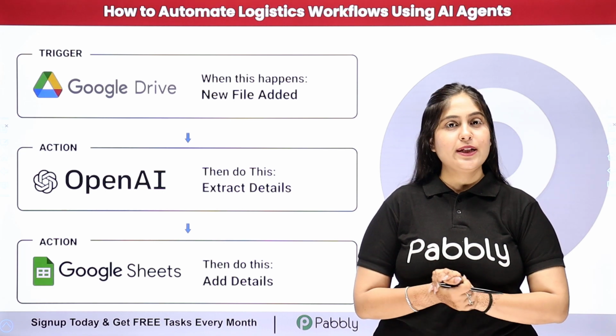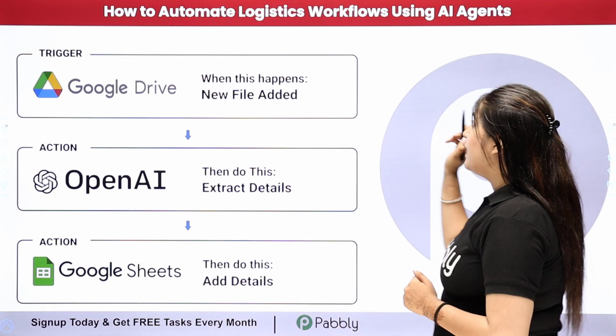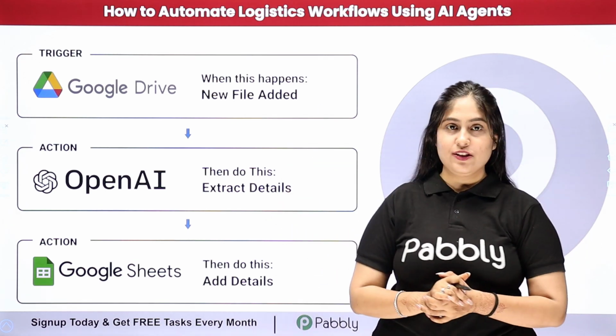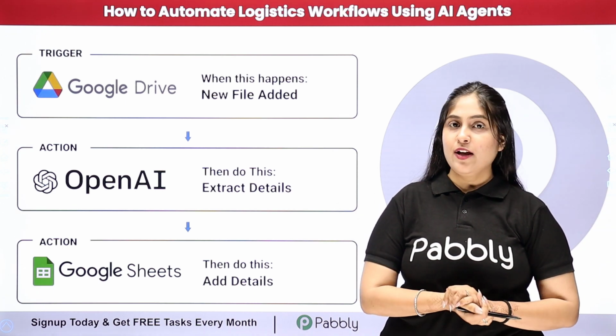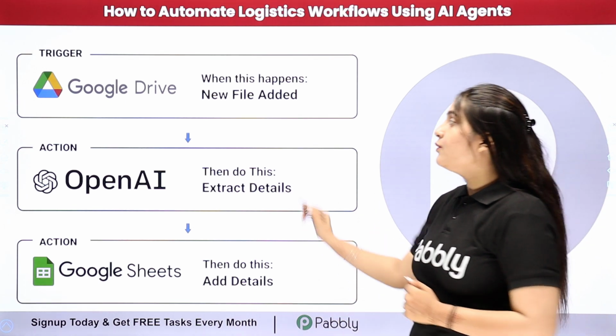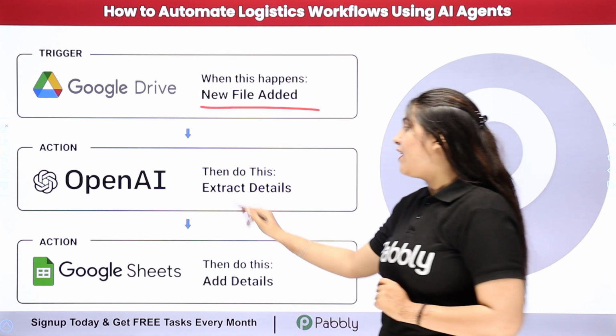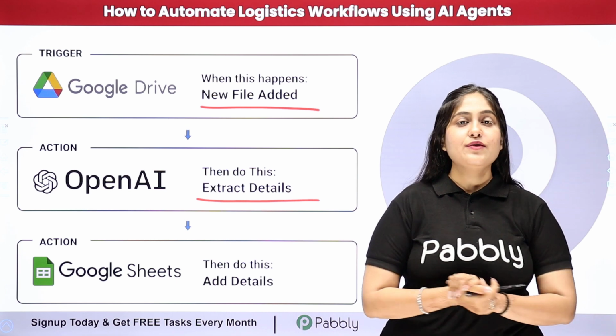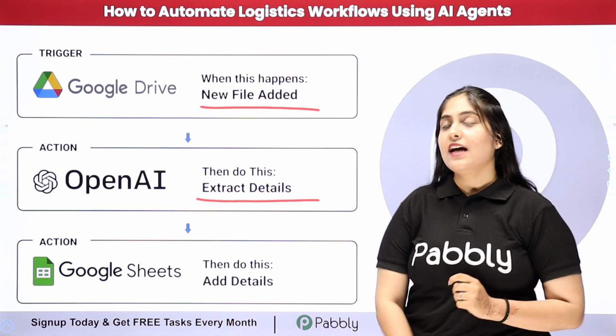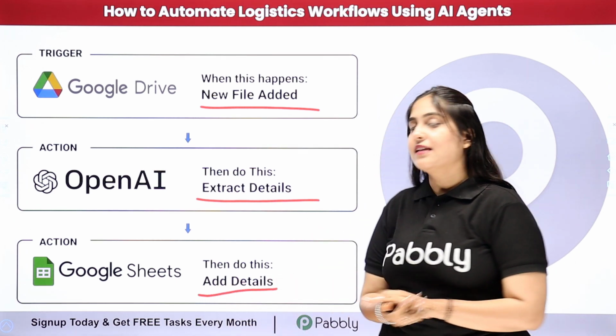In this video, we are going to understand how to automate logistics workflows using AI agent. As a business owner, my objective is that whenever I upload a new logistics bill in my Google Drive, then automatically OpenAI should read the file and extract the details, and after extracting the details, automatically that detail should be added in my Google Sheets as a new row.